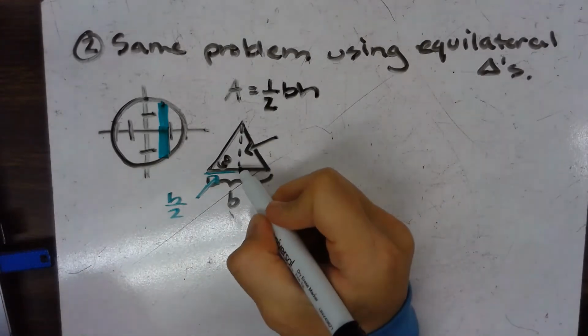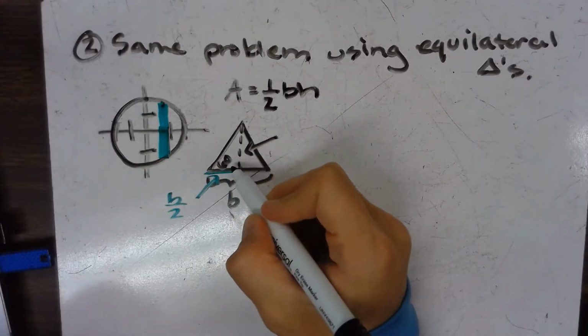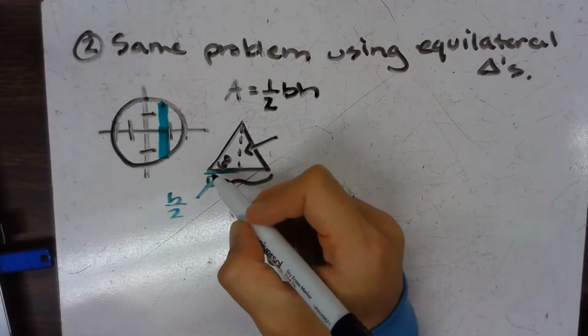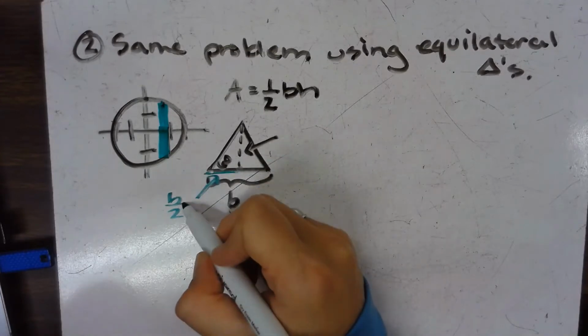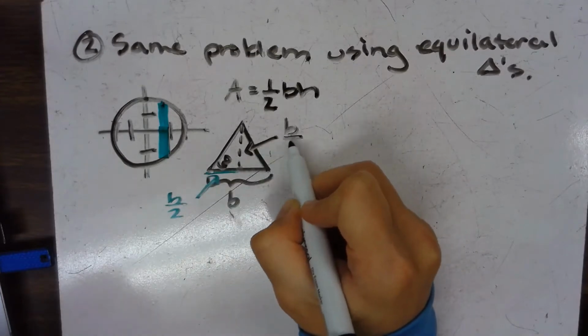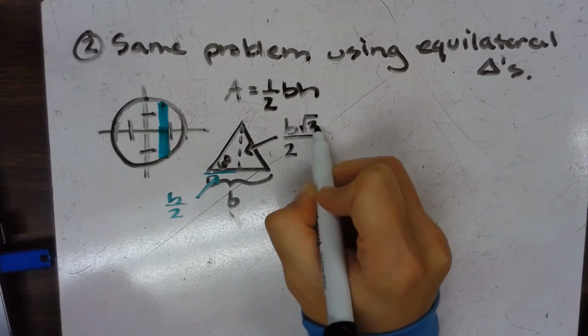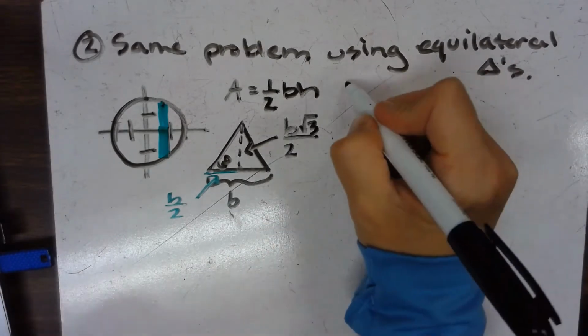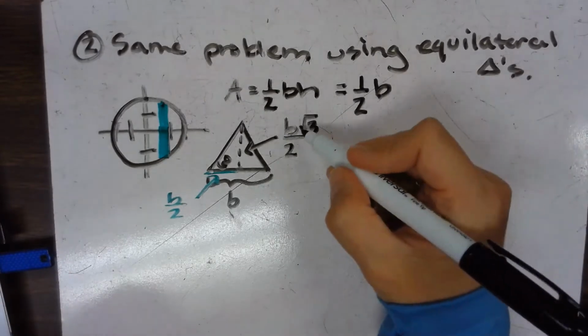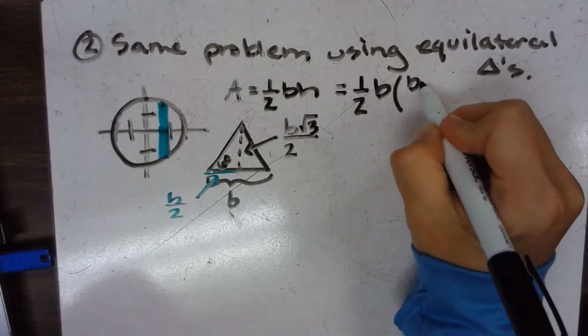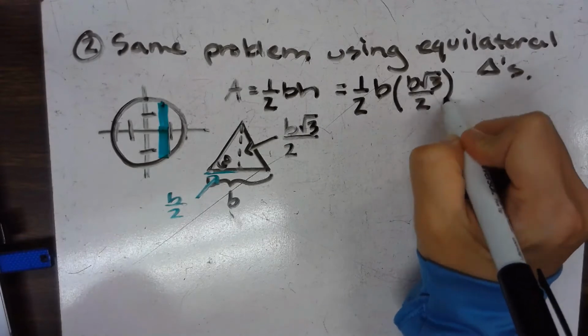Okay, so the height is, if you remember the 30-60-90 triangle, whatever is across from 30 times the square root of 3. So base over 2 times the square root of 3. All right, so when I plug this in, it's 1/2 the base, and then the height is base times square root of 3 over 2.